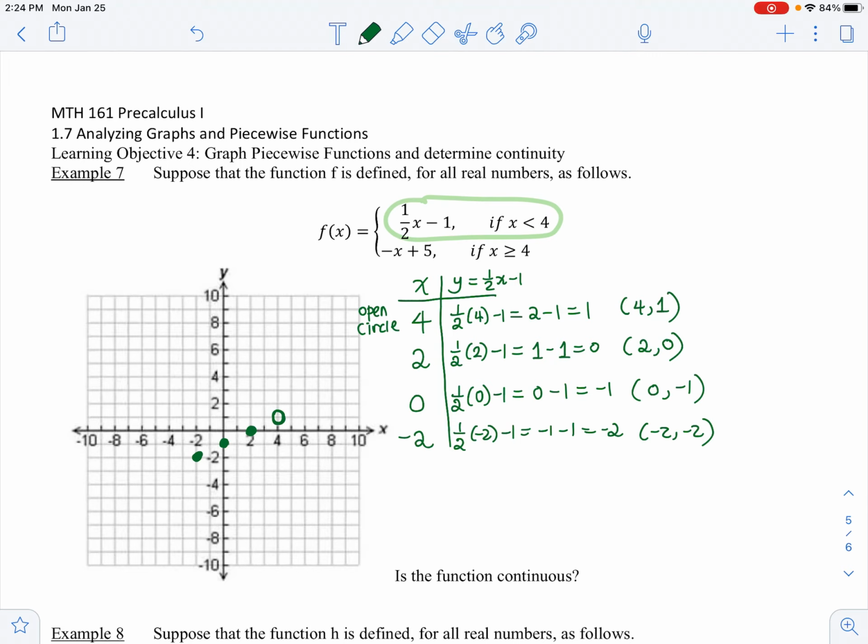You should see a pattern. And I can go ahead and graph a straight line that is going down to the left. And that does look like y equals half x minus 1. But I should not extend it to the right side of it.